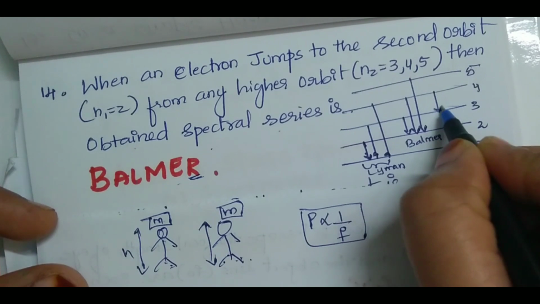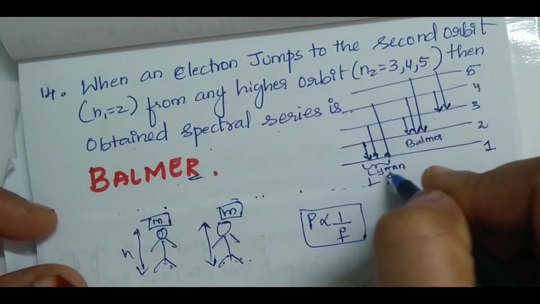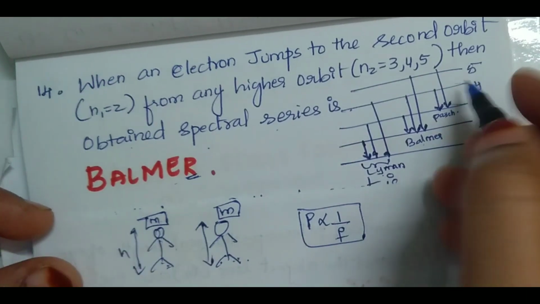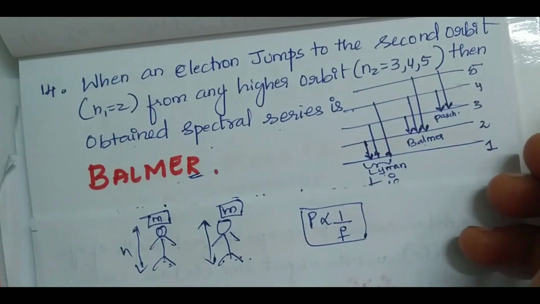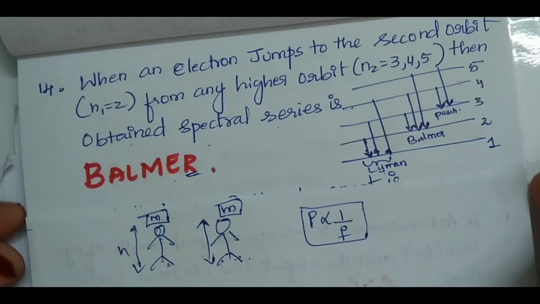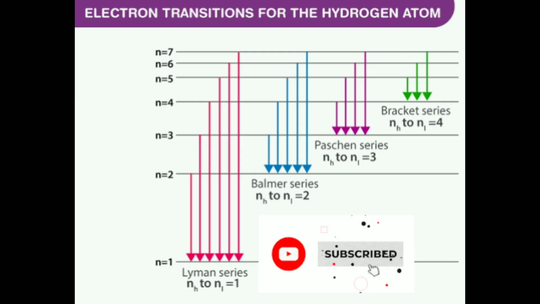Similarly, from 4 to 3, 5 to 3 and 6 to 3 and so on, this is your Paschen series. And then we have the Brackett series, and the last one is the Pfund series. So this can be understood better with the help of this diagram. You can see this diagram. Further numericals we shall be solving in my next upcoming videos.